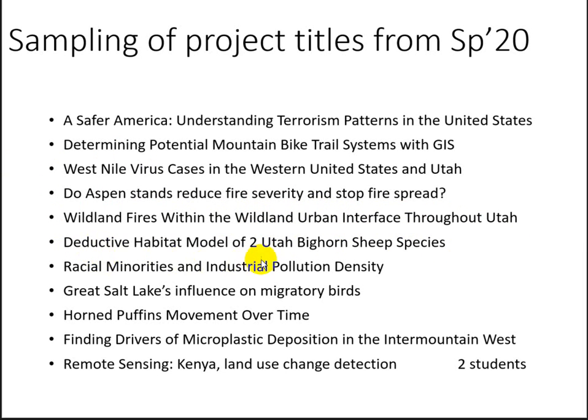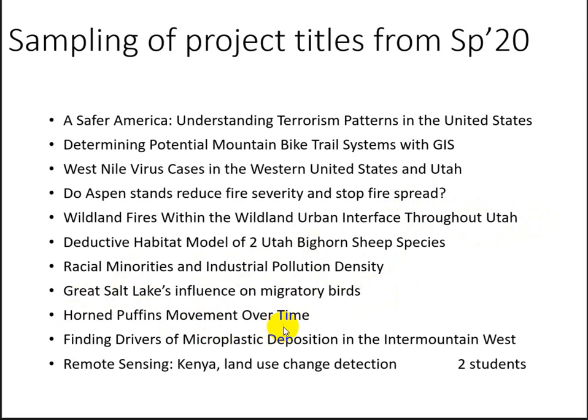A deductive habitat model of 2 different Utah bighorn sheep species. So where do we see them? And then what are the common characteristics of those landscapes? Racial minorities and industrial pollution density. So taking census data and mapped, what are they called? Superfund sites, sites that are being monitored for air pollution, known water pollution sites, things like that. And then the proximity.